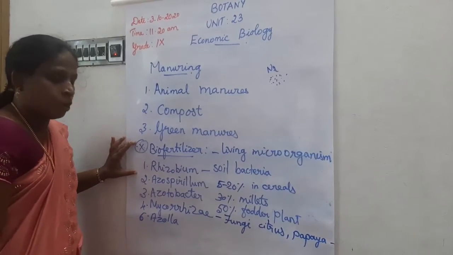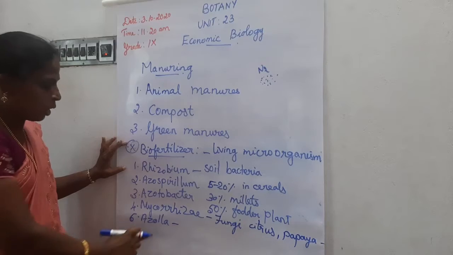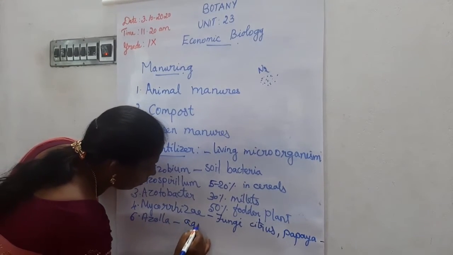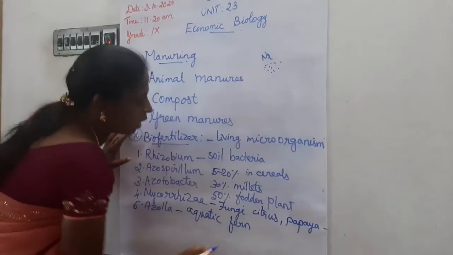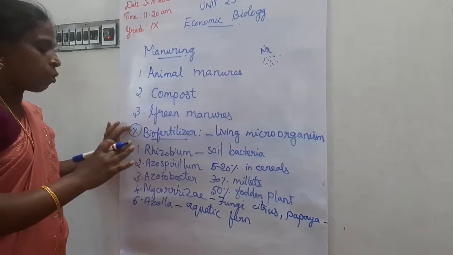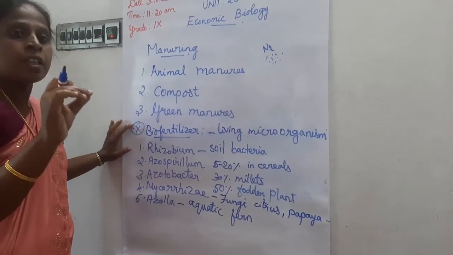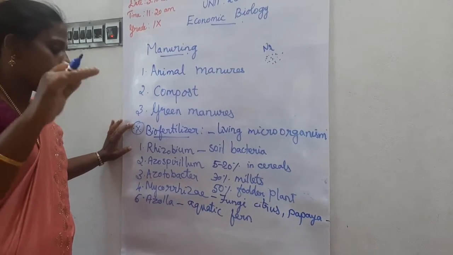Next one is azolla. Azolla is an aquatic microorganism. It is an aquatic fern which is living on the surface of the water. It is a free floating aquatic fern which is floating on the surface of the water.